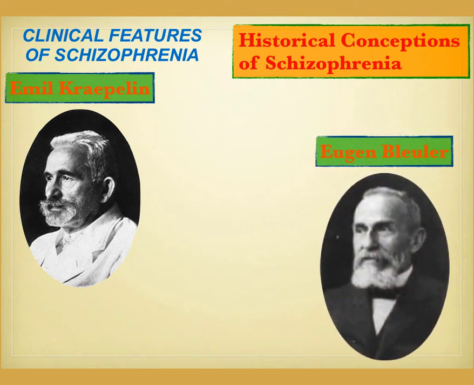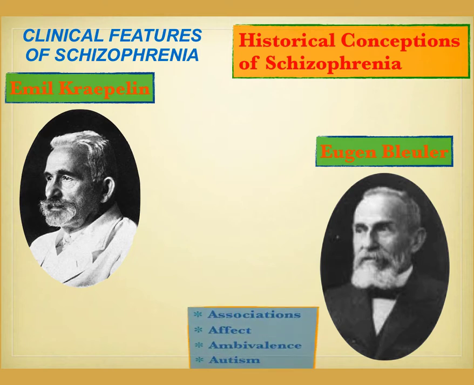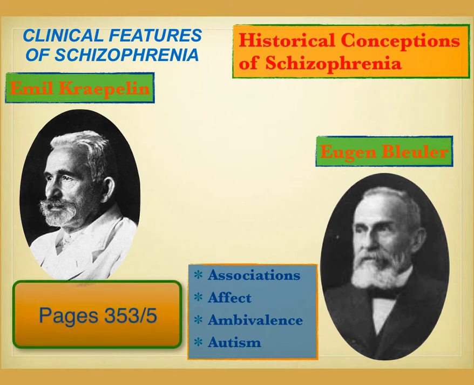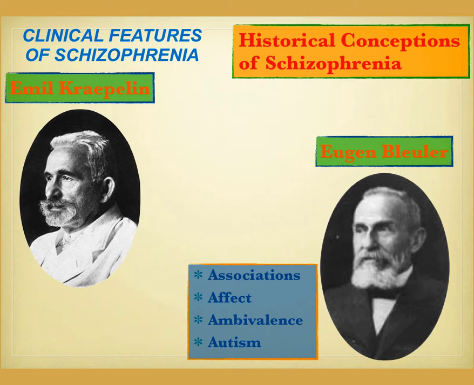Eugene Bleuler renamed the disorder schizophrenia, and he believed that its course was more variable, less disease-like, less progressive in a line. He also distinguished between the primary symptoms, which he described as the 4 A's. You'll find these on pages 353 to 355, a description of what they were. And then he also described secondary symptoms, which he would call the delusions and hallucinations.